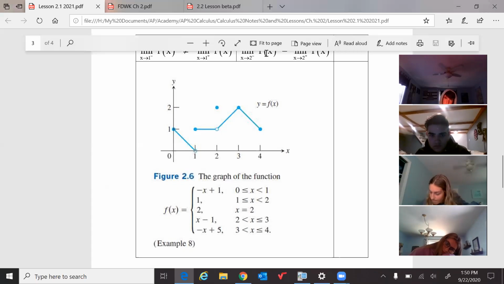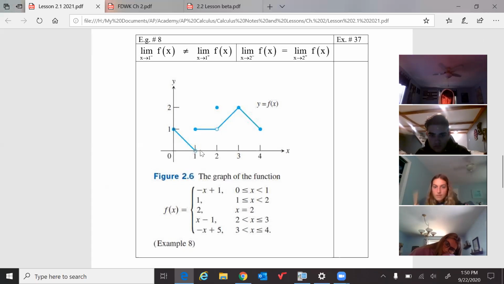I move on to 2. As I go towards 2 from the left, the height is trying to get to 1. It is 1 from the left. As I move towards 2 from the right, the height is going to 1. They're the same. The limits are the same, but the function's not equal to 1. If you put 2 in the function, it gives you this closed dot up at 2.